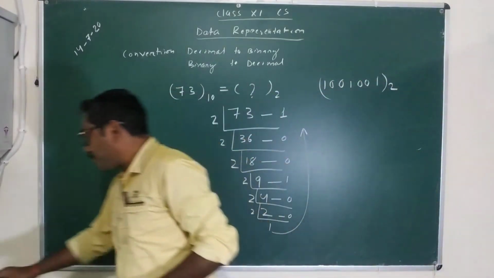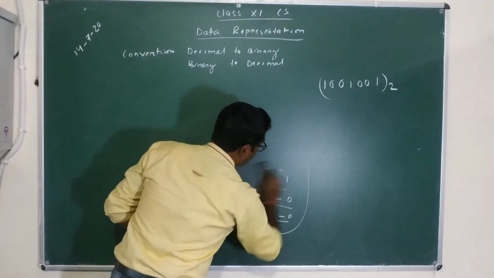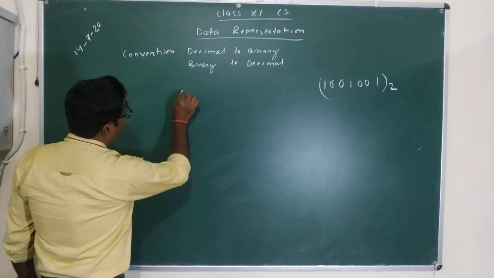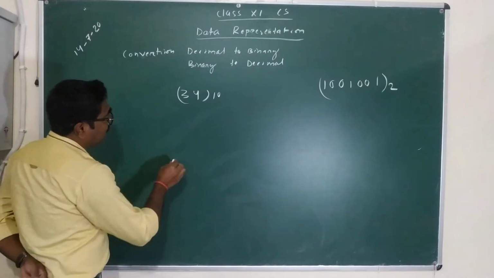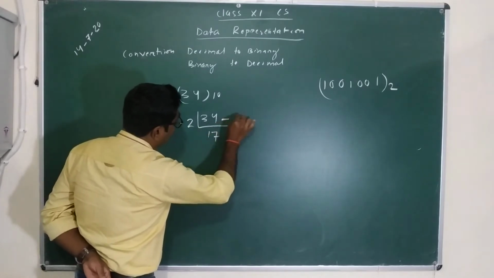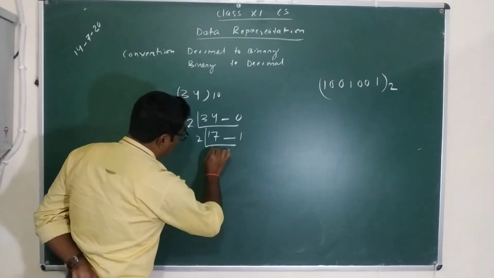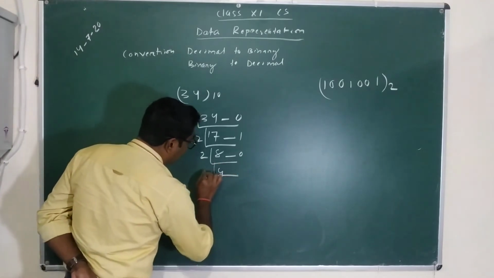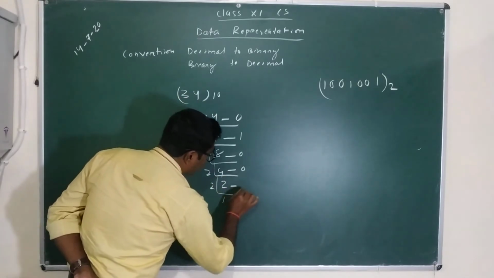Now let's go for another example. Suppose the number is 34 base 10. Here, 34 divided by 2 is 17, the remainder is 0. Divided by 2, 8, the remainder is 1. Divided by 2, 4, the remainder is 0. Divided by 2, 2, the remainder is 0. Divided by 2, 1, the remainder is 0.